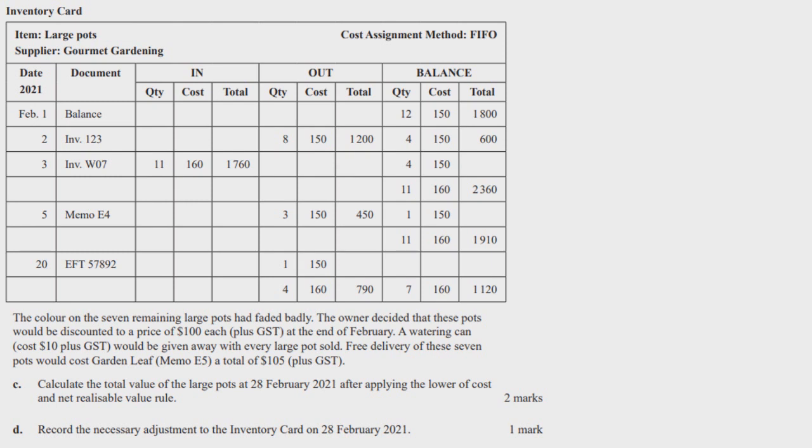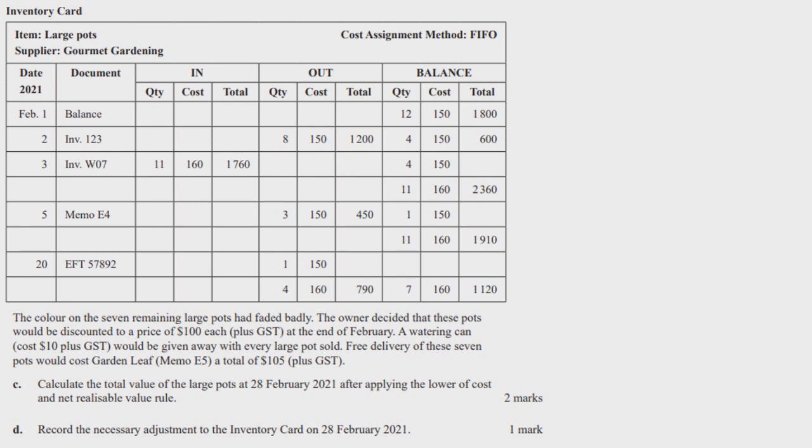Well, on the 20th of Feb, we only have 7 at 160. So now that they're worth $100 each, we have to discount them by $60 each. But we just need to figure out what the total value of the inventory is using lower of cost and net realizable value.